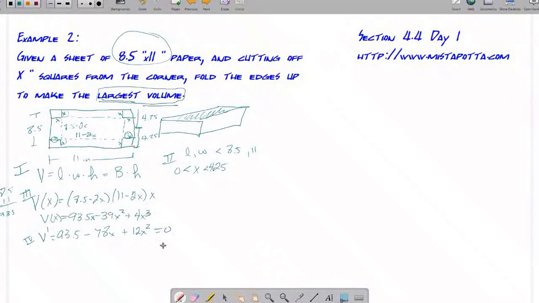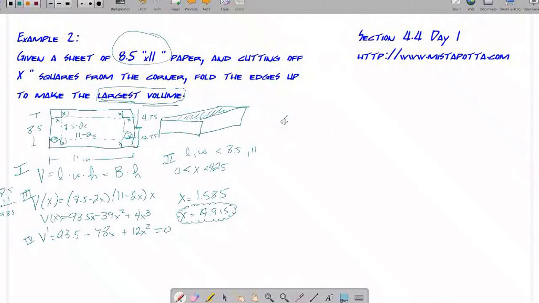Now, when I've done this using a graphing solver, I found 2 critical points. I found x equals 1.585, and I found x equals 4.915. And I think you see a glaring error here. The thing is, this critical point actually is not within my domain. Remember that my x value must lie between 0 and 4.25.